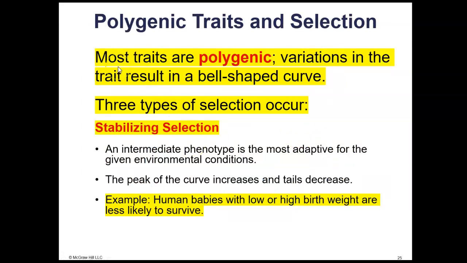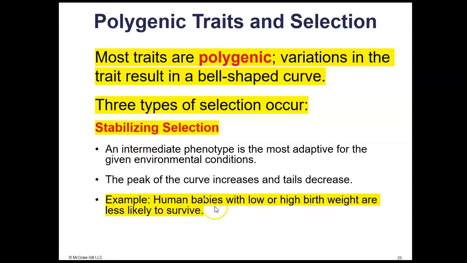Most traits, like skin color and height and hair color and eye color, most traits are polygenic, and that means that they are controlled by many genes. So the variations in polygenic traits result in a bell-shaped curve, like you saw on the previous slide. In stabilizing selection, you will see that most individuals in the population will have the average trait.